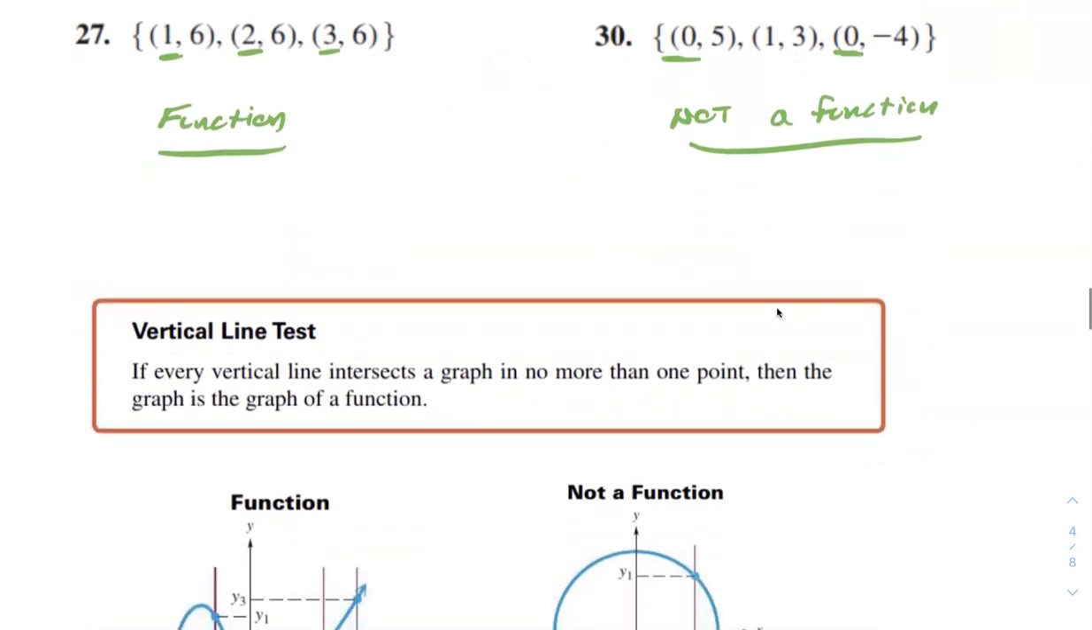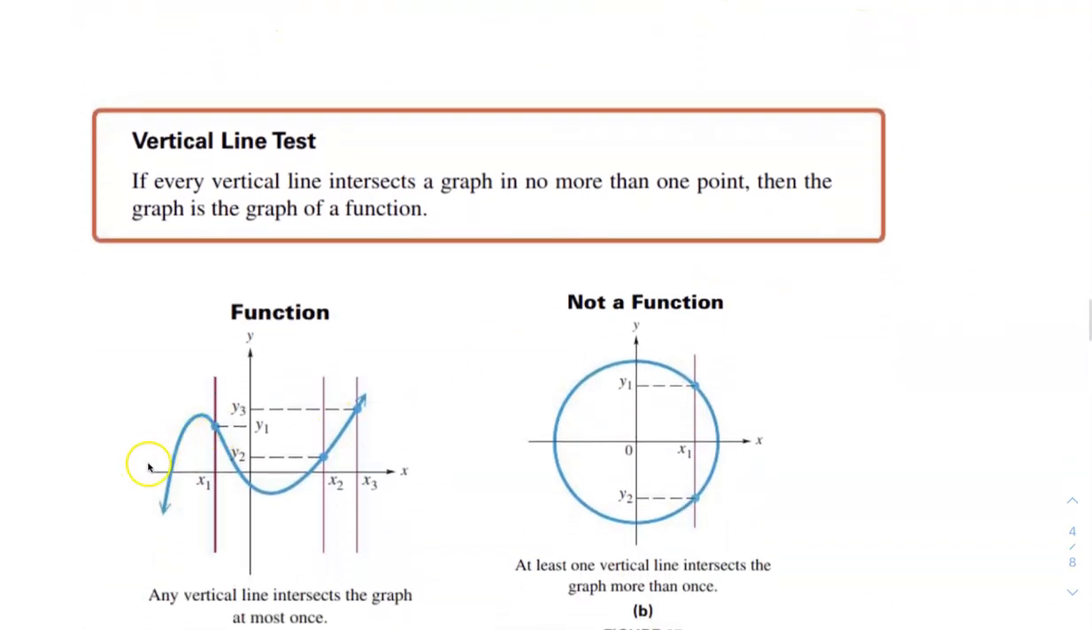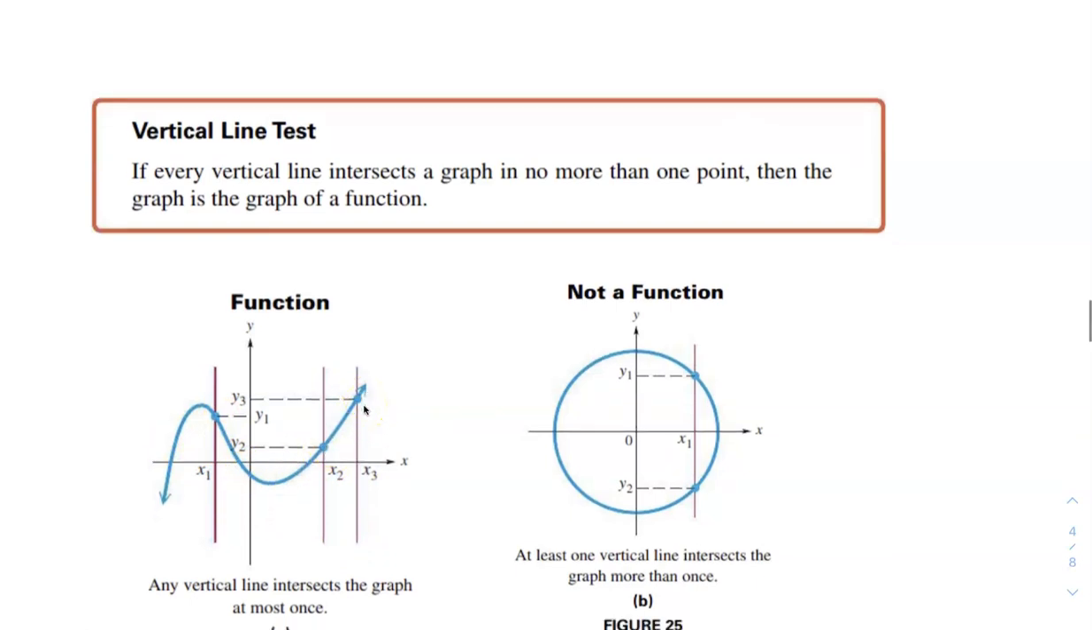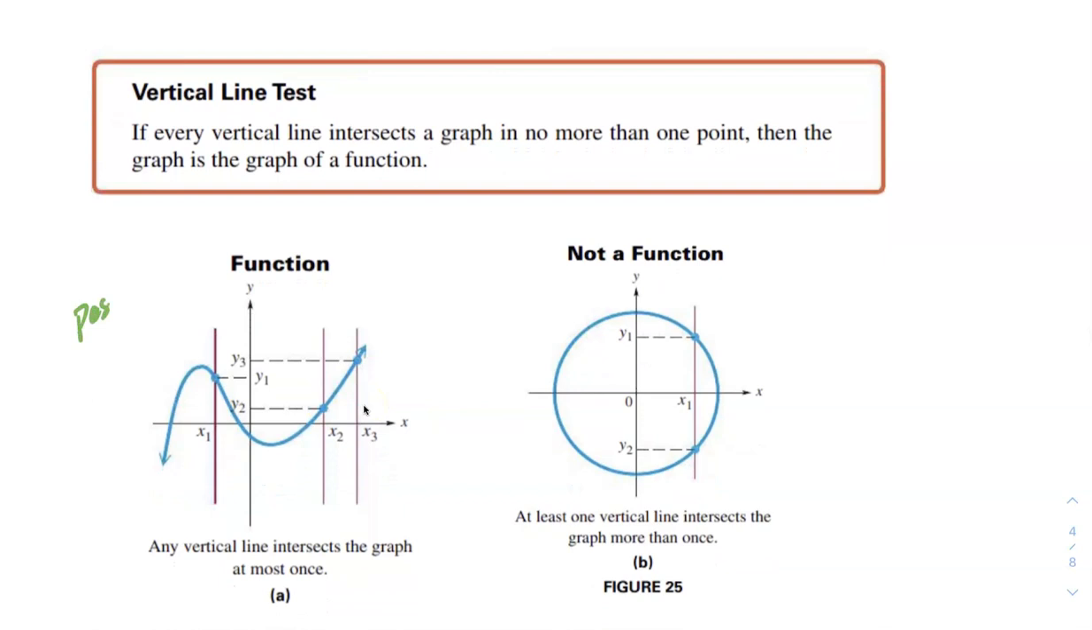Next step, what if I give you a graph? That's what the blue line here is for. If I give you a graph, how do I tell if it's a function or not? Well, we have something called the vertical line test. All you do is draw vertical lines. If you only hit every point once, a max of one time, then it passes. So this passes the vertical line test, which means it's a function.